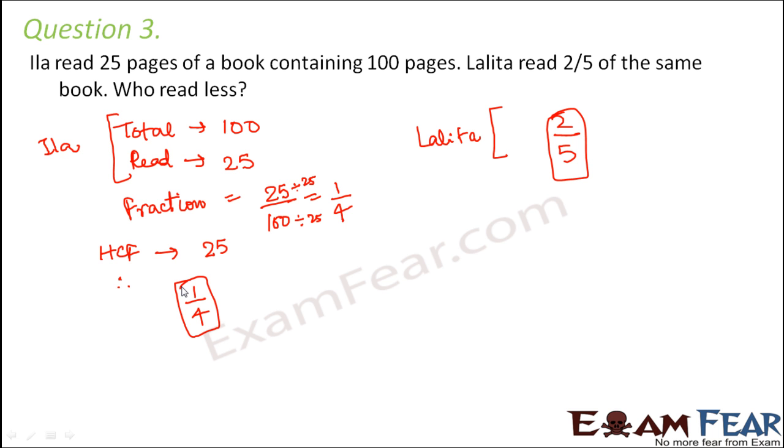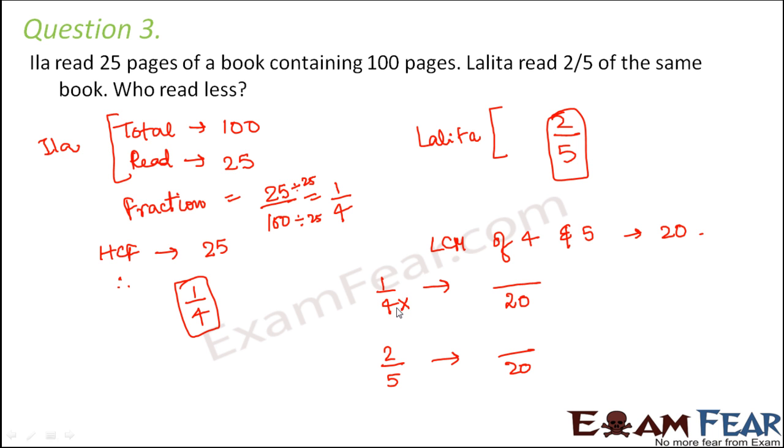So for that, what do we have to do? We have to find the LCM of the denominators. That is, you will have to find the LCM of 4 and 5, which is 20. So now we convert each of these fractions into a form such that the denominator is 20. And we do that for both the fractions.